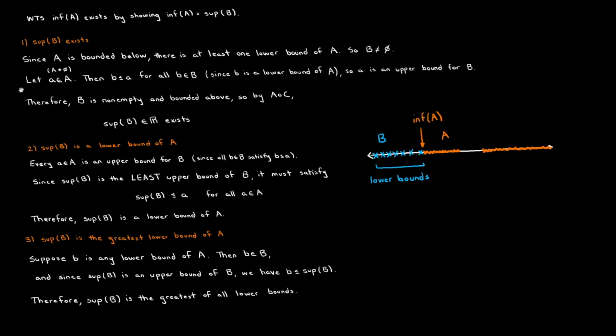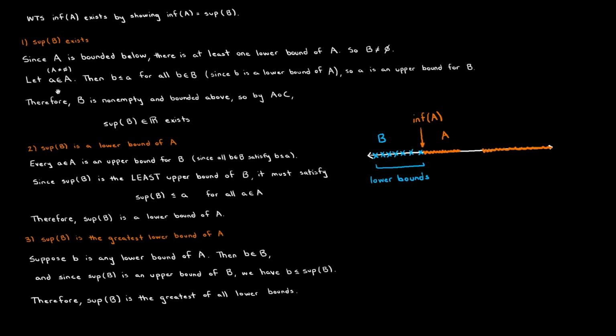Next, let's show that B is actually bounded above. To do this, we will pick an arbitrary element in A, and we can do this because A is non-empty. Then what do we know about the set B? Well, the set B is a set of all lower bounds, right? So that means that b is less than or equal to a for all b in B. And so a is actually an upper bound for B.